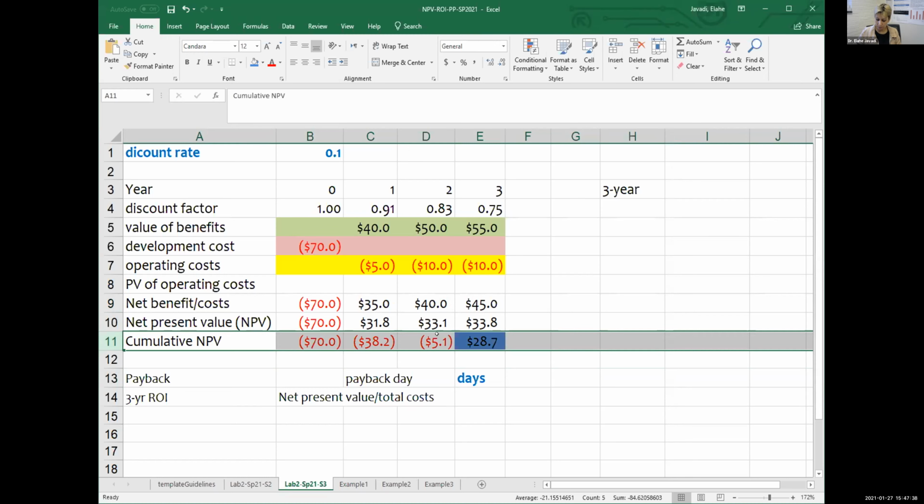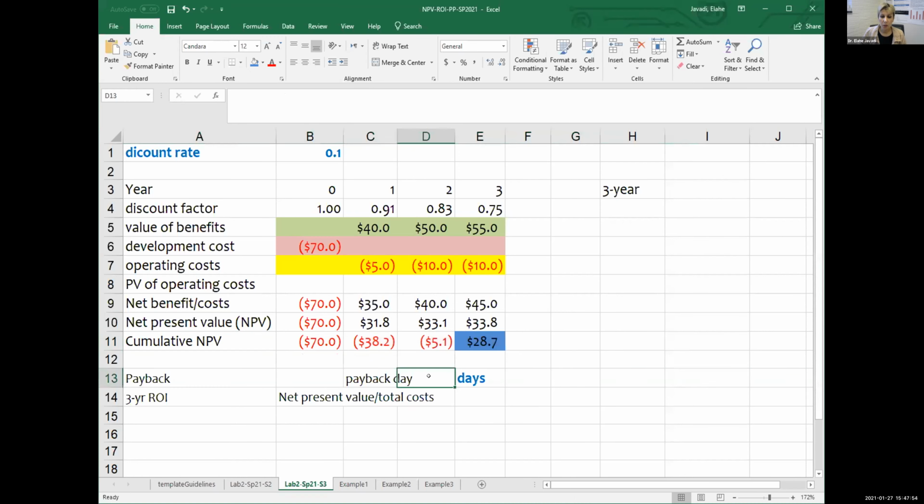I'm starting year three with minus 5.1. Then I end it at plus 28 something, 28.7. So the payback period happens in 3 years and some days.